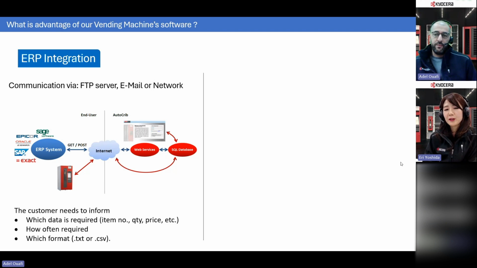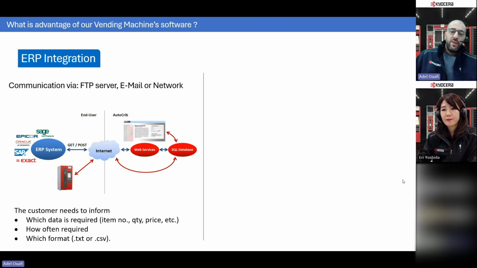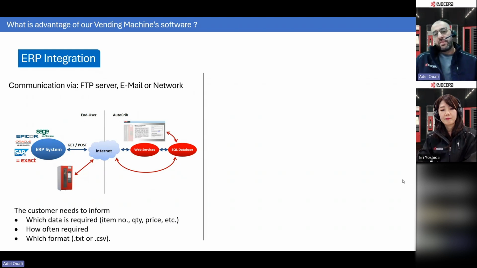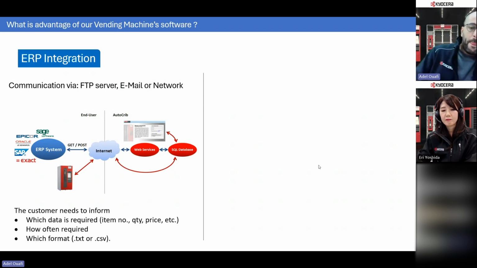But what should the customer inform us? Okay, so the customer has to inform which data they require. It could be, for example, item numbers, quantity, price, etc. How often they require this data? Once a day, or a lot of times in a day, or once in a week, something like that, and which format they need it, so text or CSV. Only then we can check whether this is something that the software can provide or not. Okay.